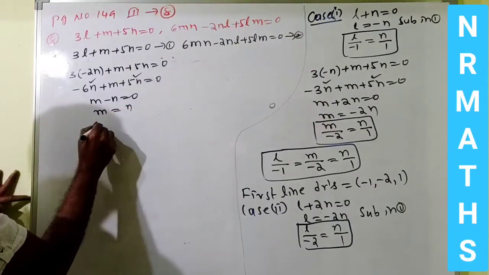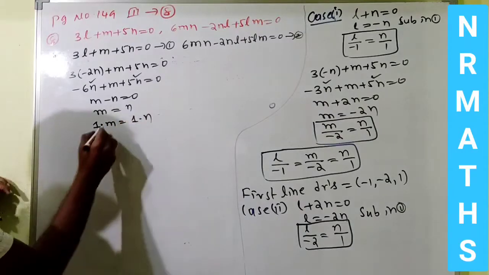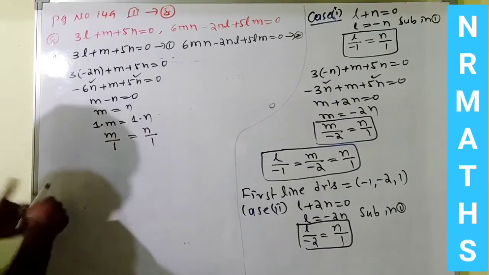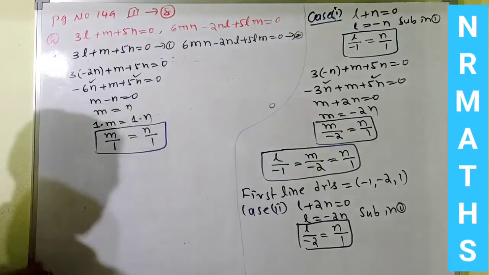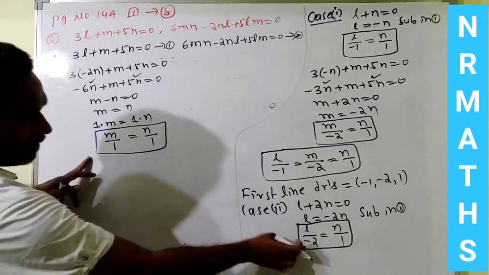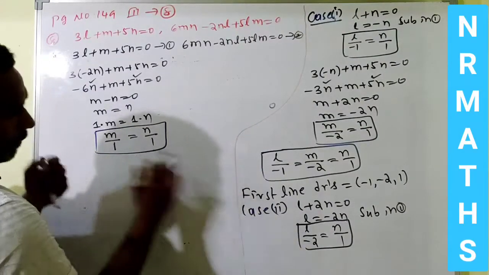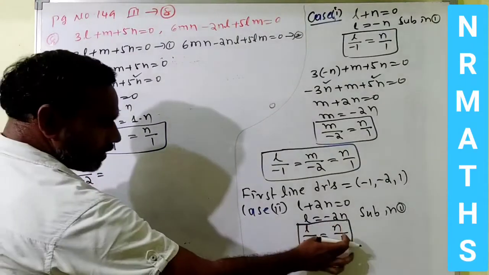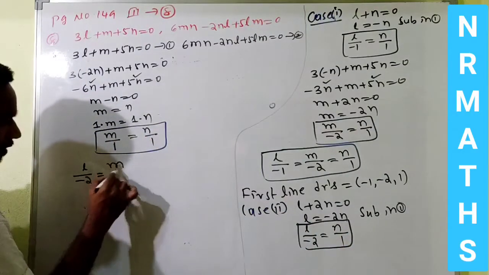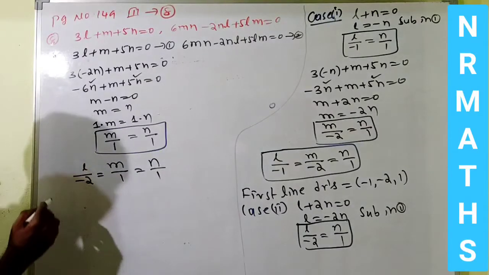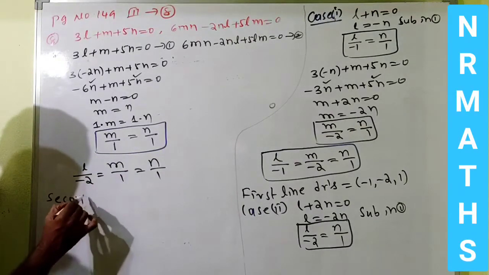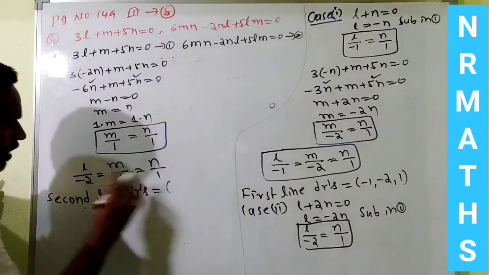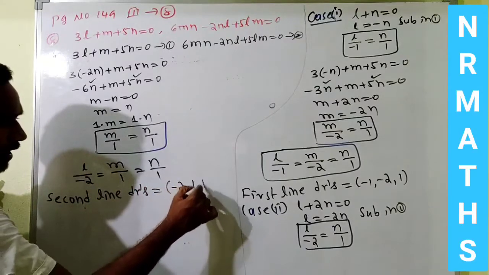Now write like this, 1 into M, 1 into N, that means now M by N coefficient 1, that means here N by here M coefficient 1. Now look at this here, these two conditions only. Now here L by minus 2 is equal to N by 1. We know that N by 1 answer is the M by 1 and M by 1 is equal to N by 1. Now second line DRs, second line DRs is equal to minus 2, 1 and 1.